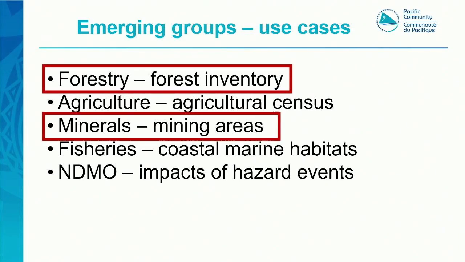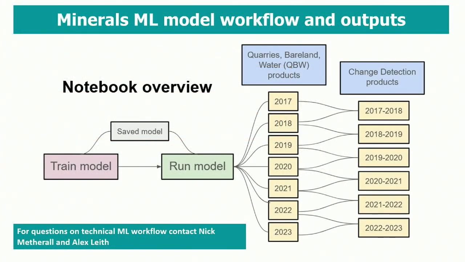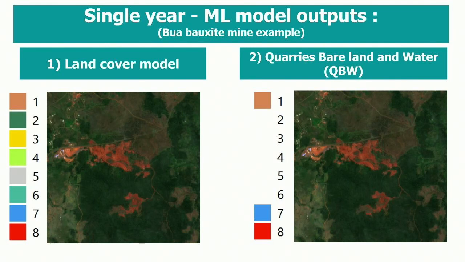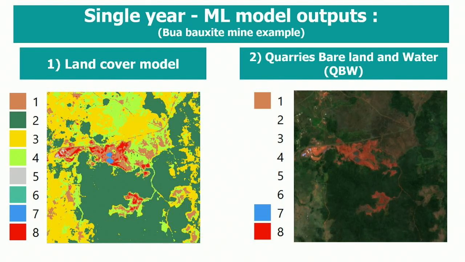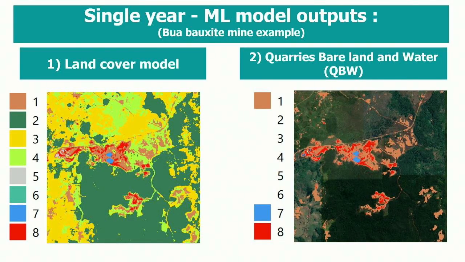I'm just going to focus on two case studies, the forestry inventory and the minerals. For the minerals work, the Minerals Department was really interested in looking at mining areas. So we developed a tool with them to monitor areas of quarries, bare land, and water to identify mining areas and potentially illegal mining. Through the land cover model, we could highlight and isolate these areas, the red being the quarries, the brown being the bare lands, and the blue being the water used in the industrial processes of mining, the tailings and dams and such.